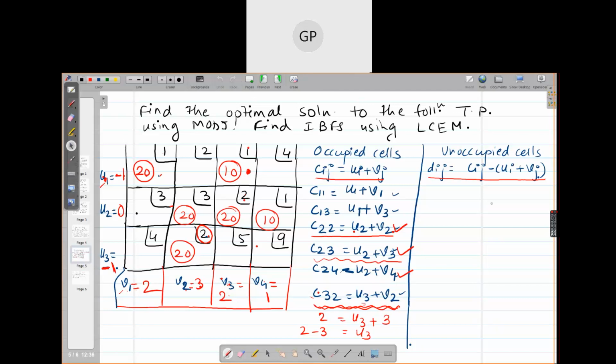In the previous lecture, we saw how to calculate Uis and Vjs for occupied cells. Is there any doubt, girls, in your mind? For you, it is not compulsory to write down all these equations. It is sufficient if you write Cij equal to Ui plus Vj and directly find the values here. You can write the values here. It is not necessary that you write these equations. Do you understand what I'm saying?